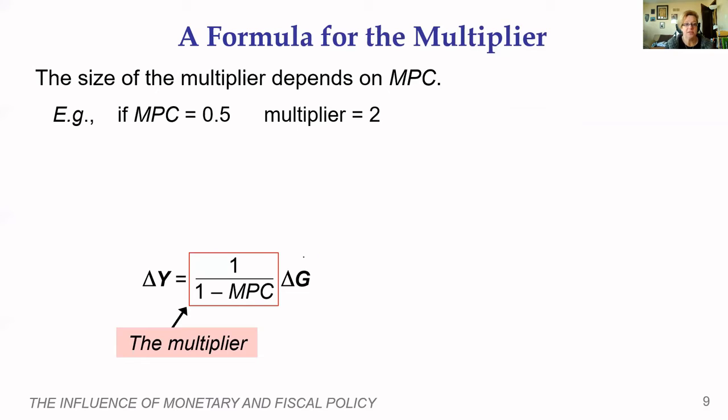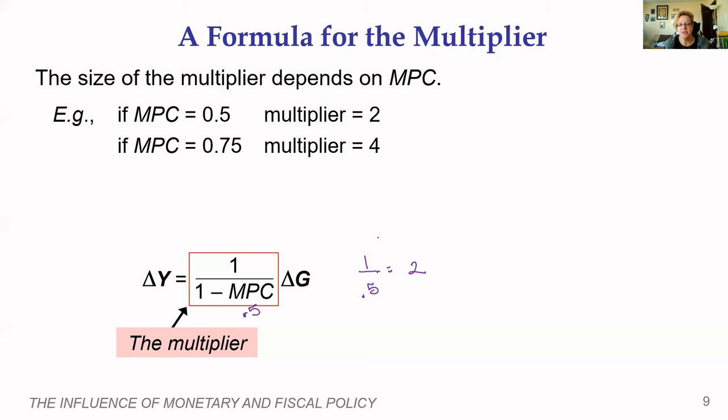So if the marginal propensity to consume is 0.5, what you would do is put 0.5 right here. 1 minus 0.5 is 0.5, 1 over 0.5, and the multiplier here would end up being 2. That's how we get the multiplier effect. If the marginal propensity to consume were 0.75, the multiplier would be 4. So what you're hopefully seeing here is the higher the marginal propensity to consume, the greater the multiplier effect.